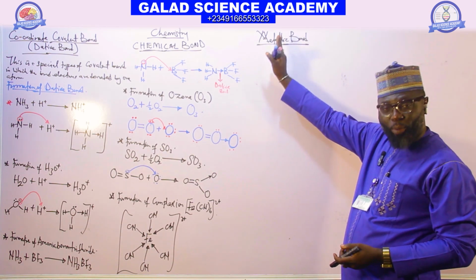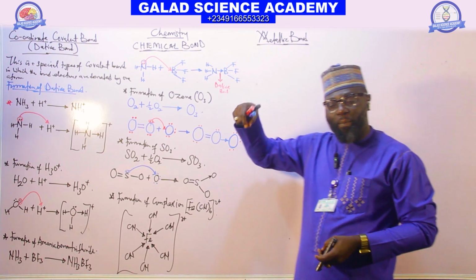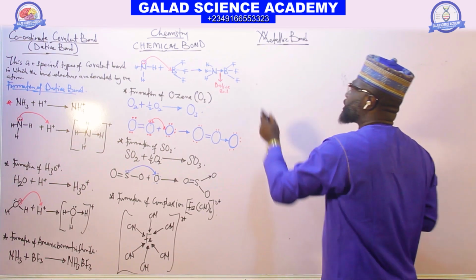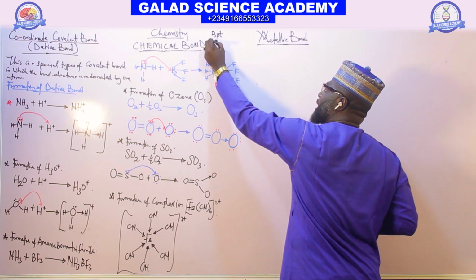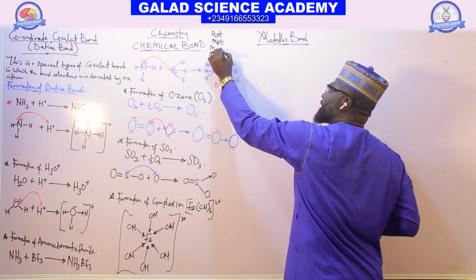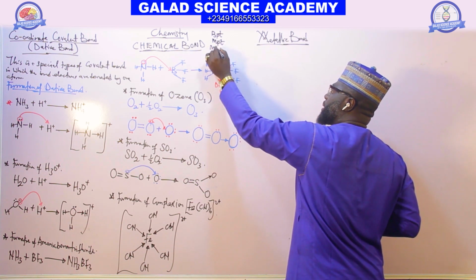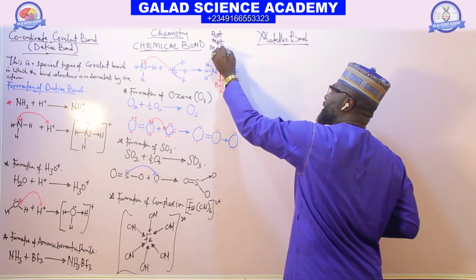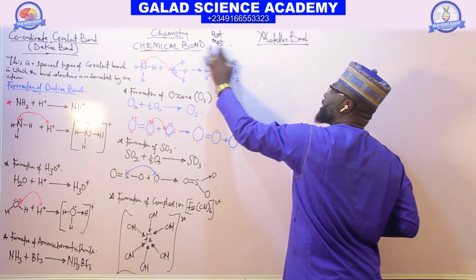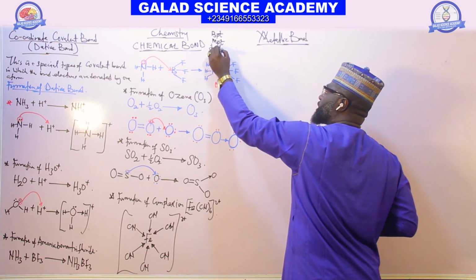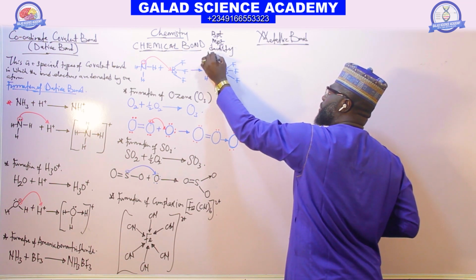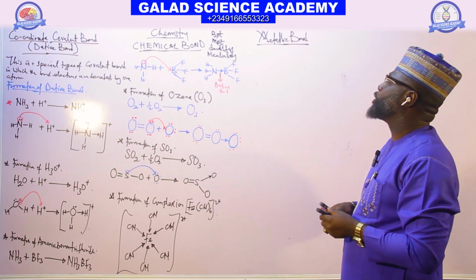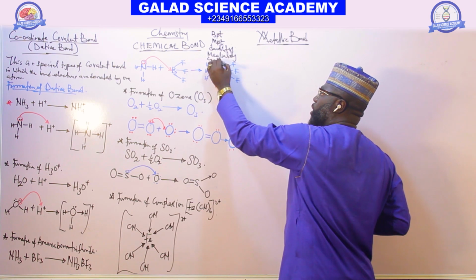So the metallic bond is a bond that exists in a metal, and it is responsible for properties of metal, such as boiling point, melting point, ductility, malleability, and conductivity of metal.